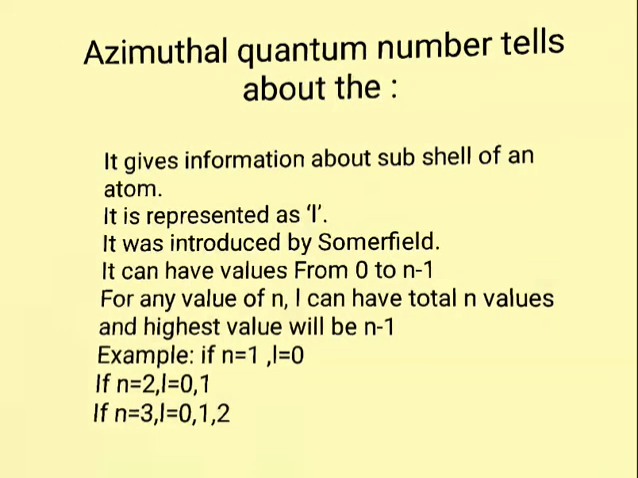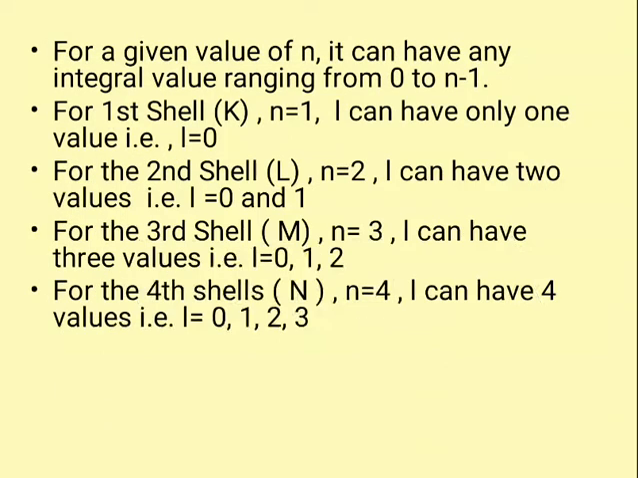For example, for n equals 1, L can have only one value, that is 0. Put n equals 2, we can determine the value of L. When n equals 2, the values start from 0 up to n minus 1. So only two values are possible, 0 and 1.